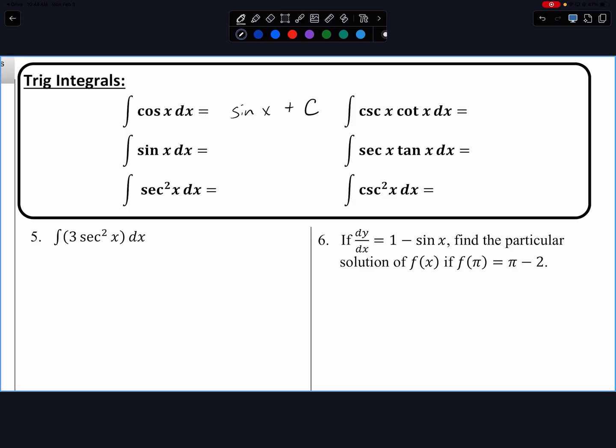Now, whose derivative gives me sine? Negative cosine, good. Because the derivative of cosine is negative sine, negative sine is positive sine. Okay? All right. Whose derivative is secant squared? Tangent. So this would be tangent of x plus c. Okay.